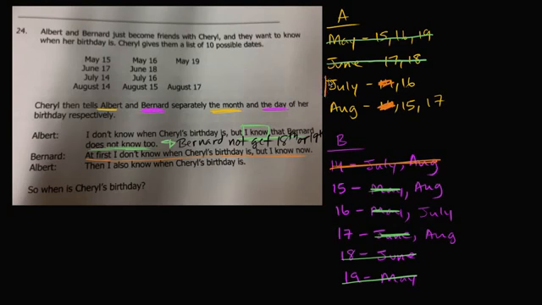So therefore, the date must be July 16th. Albert must have been given July, and Bernard must have been given the 16th. So Cheryl was born on July 16th. Lots of fun.